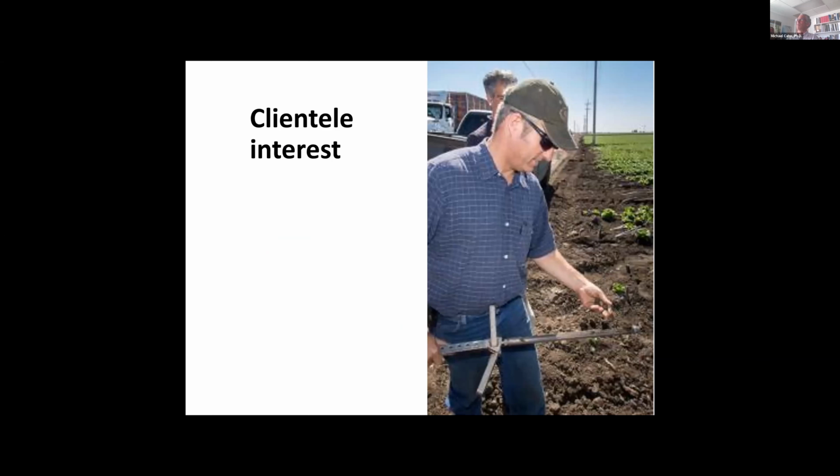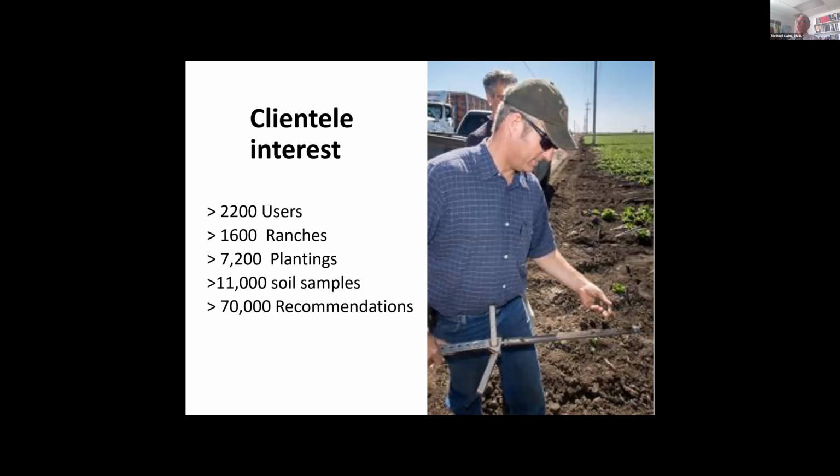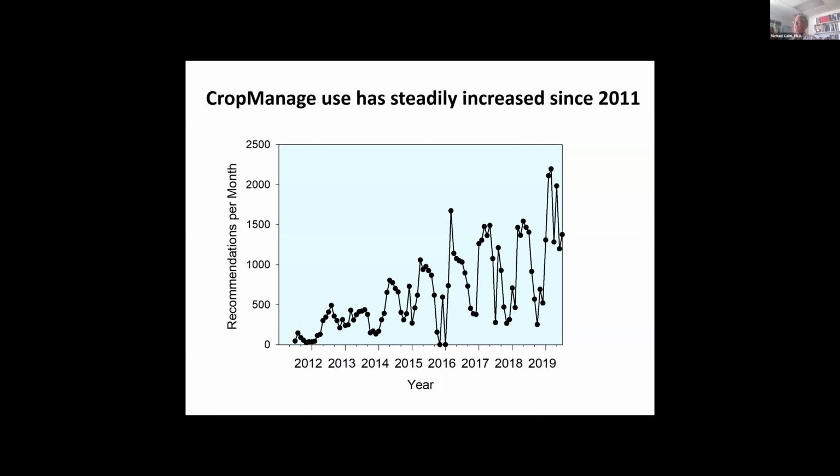So there's always a question, are growers using CropManage? And we think they definitely are. Since we started in 2011, we have more than 2,200 registered users that created more than 1,600 ranches, more than 7,200 plantings. They've entered more than 11,000 soil samples, and CropManage has made more than 70,000 recommendations. And you can see, the number of recommendations per month has steadily grown to above 2,000 per month.